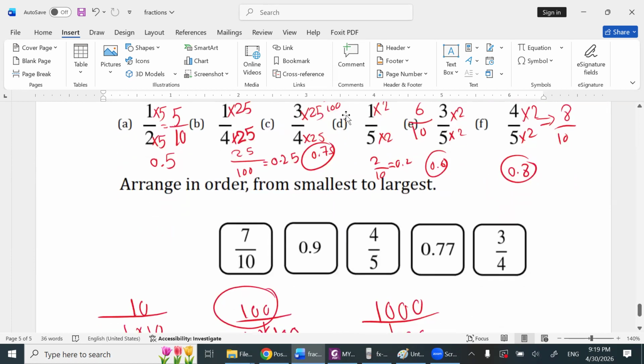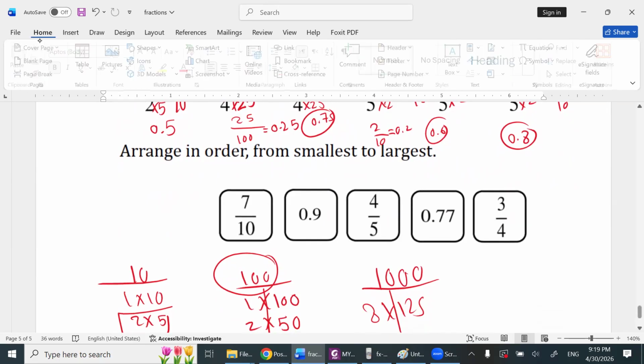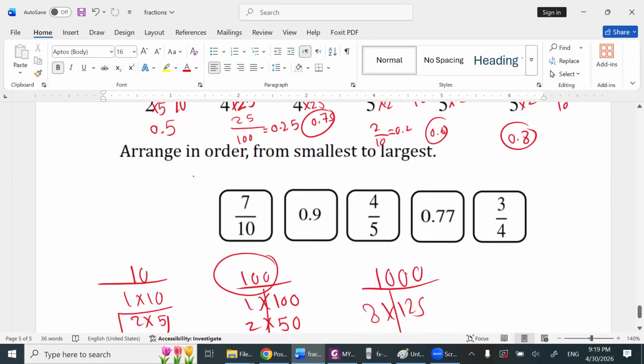Arrange these fractions in order from smallest to largest. You need to put all of them in the same form. 7 over 10 as a decimal will be 0.7. And we have another decimal 0.9. 4 over 5, multiplying by 2 up and down, gives you 8 over 10 or 0.8. And this one 0.77 and this one 0.75.